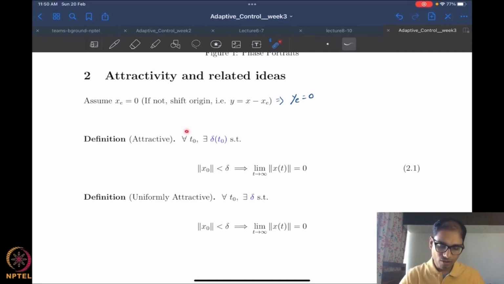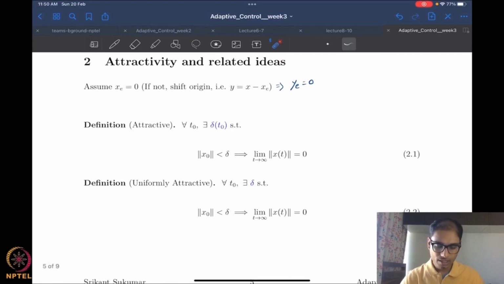It means that for all initial times t0 there exists a delta, depending only on the initial time, such that initial conditions within the delta ball result in all state trajectories converging to zero as t goes to infinity. So this is essentially convergence the way we know. The only thing we have done is fix some initial time and initial states.